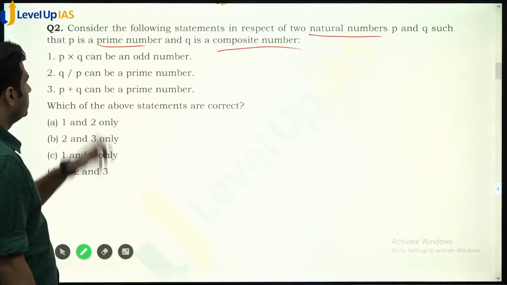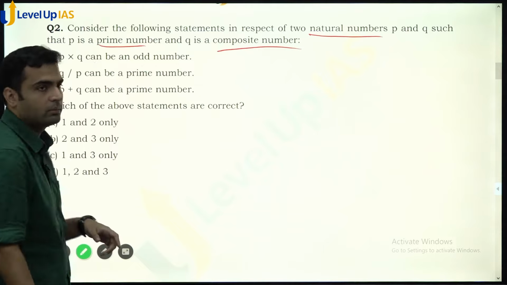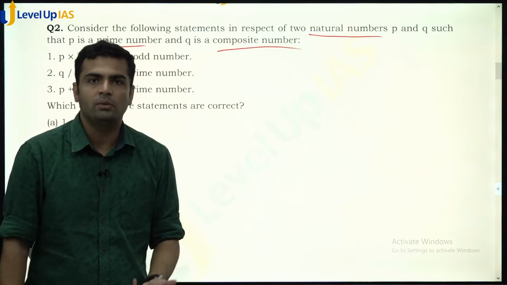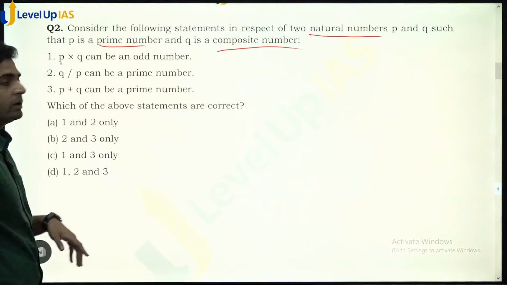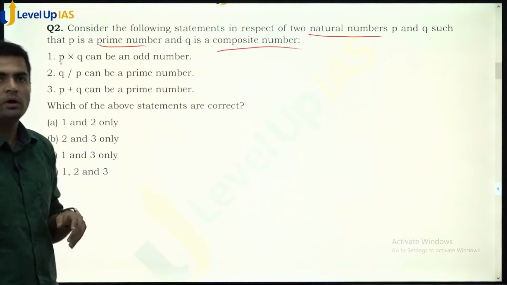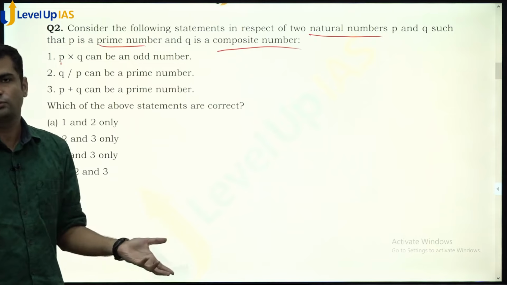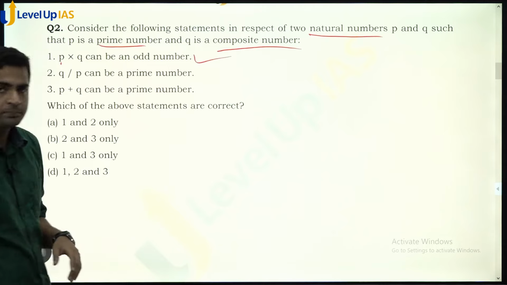So now, see the first statement. Can P into Q be an odd number? When can a multiplication be an odd number? When both the numbers are odd. So can there be an odd prime number? Yes, 3, 5, 7, there are so many. Can there be an odd composite number? Yes, there are so many, 9, 15, 21 and so on. So this can definitely be true, right?